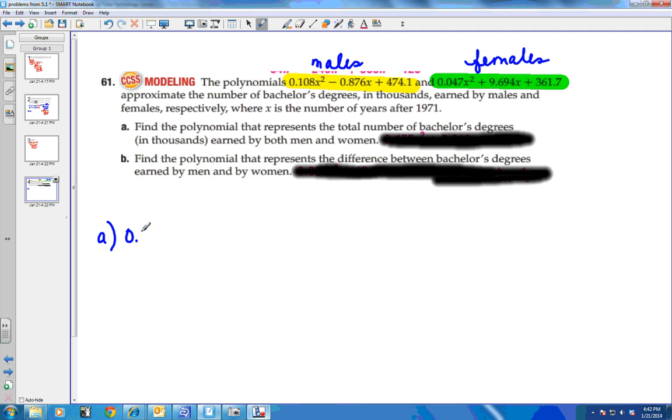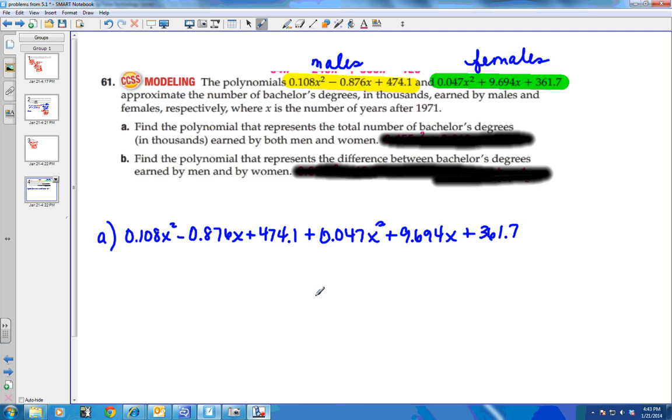So 0.108x squared minus 0.876x plus 474.1 plus 0.047x squared plus 9.694x plus 361.7. So now we're just going to combine like terms.